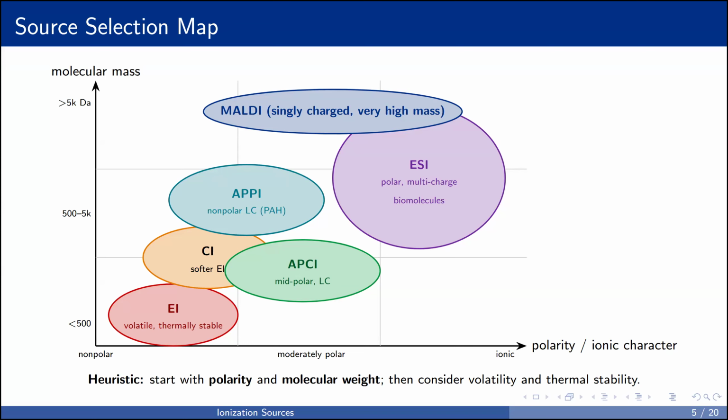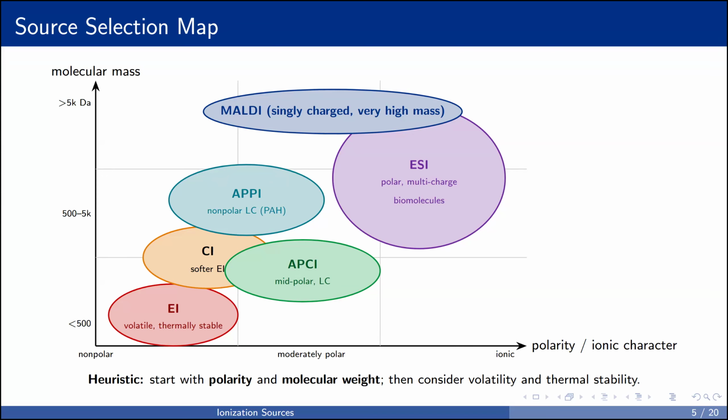ESI occupies a huge territory on the right: polar and ionic compounds, from small pharmaceuticals up through proteins in the 100 kilodalton range. The big advantage of ESI is multiply charged ionization, which makes even very large molecules accessible on modest mass range analyzers. MALDI is the specialist for singly charged high mass analysis: intact proteins, synthetic polymers, biopolymers. It sits at the top.